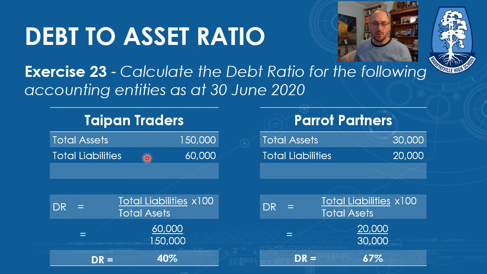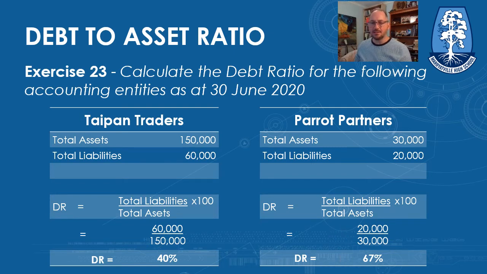So because you have equity in this business, your assets are greater than your liabilities. The debt ratio is total liabilities over total assets, expressed as a percentage. 60 over 150 is equal to 40%. That sounds okay. Parrot Partners has a much smaller business here. Total assets of only 30,000 over total liabilities of 20,000. Debt ratio is total liabilities over total assets. The smaller over the larger. 20 over 30 is 67%.